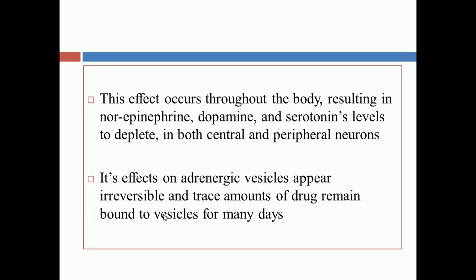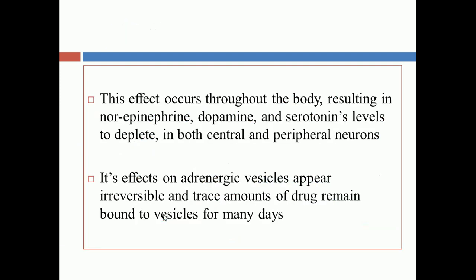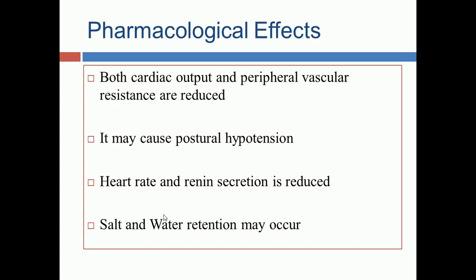So what are those biogenic amines? These biogenic amines are norepinephrine, dopamine, and serotonin. And these effects appear to be irreversible, and trace amounts of the drug remain bound to vesicles for many days. Regarding pharmacological or organ system effects, it reduces cardiac output and peripheral vascular resistance, thereby causing an antihypertensive action.